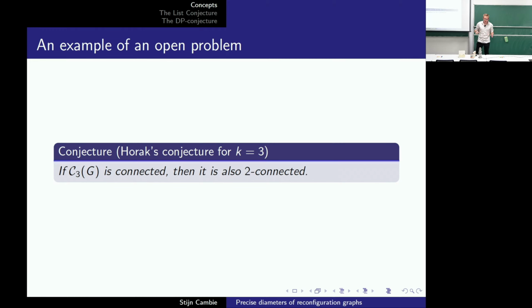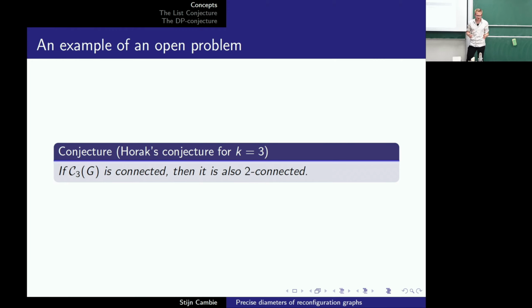To end this introduction about reconfiguration, I want to mention one old problem on the reconfiguration graphs already. There was a conjecture of Horak which was actually false in many cases, but there is one remaining case in which it seems to be true. And okay, now we are again speaking just about the reconfiguration graphs of coloring.